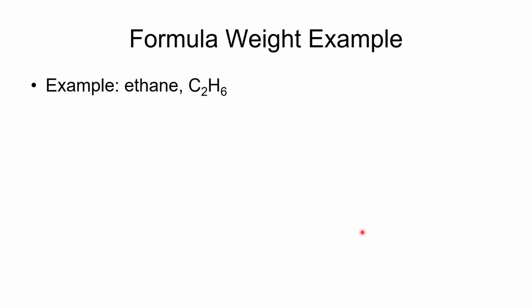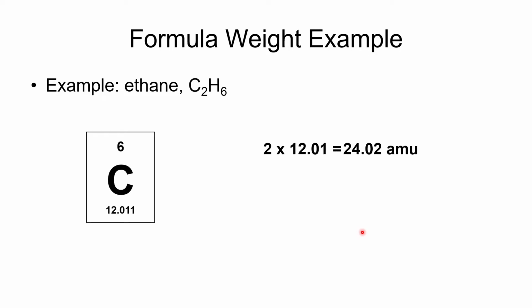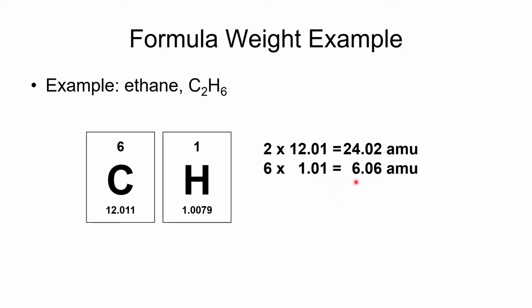Let's look at another one. This is for ethane, C2H6. 2 carbons and 6 hydrogens. Well, so for carbon, 12.01 times 2 gives us 24.02. And for hydrogen, you could go out to 1.01 or 1.008. There's an argument to be made for both of those. I'm just going to go to the hundredths place to make it easy. So 6 times 1.01 gives us 6.06. We'll add those together, and of course we get 30.08 atomic mass units.